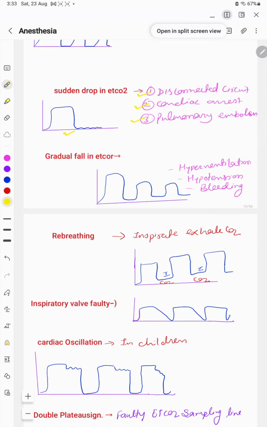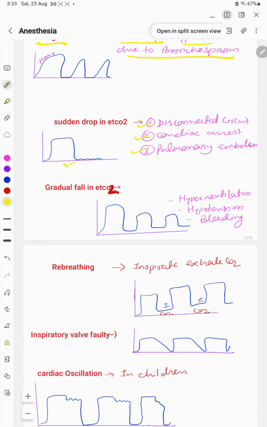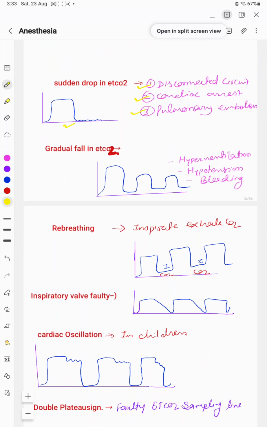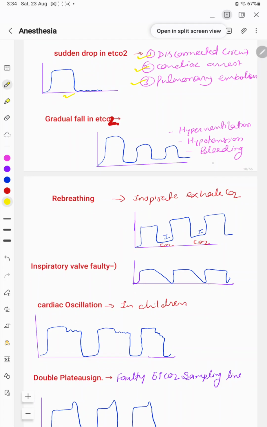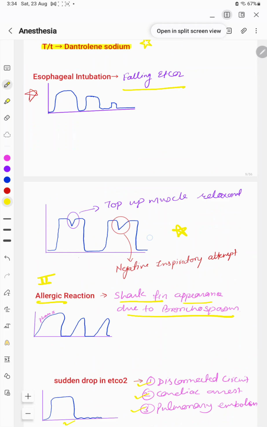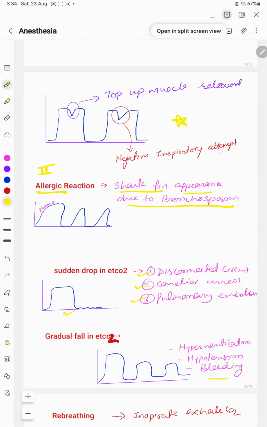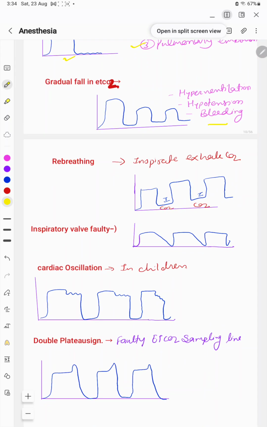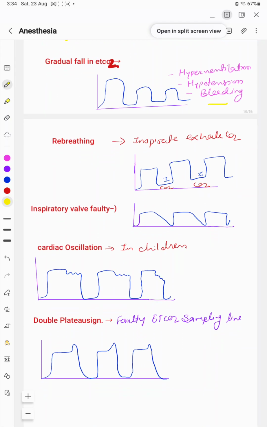Gradual fall in EtCO2. Okay, gradual fall in EtCO2. Hyperventilation. Why? You need to remember why we have gradual fall. Here you see a flat line, sudden drop, and gradual fall. Hyperventilation, hypotension and bleeding, and one more thing, wrong intubation, esophageal intubation. Okay, you should remember this. And rebreathing. In rebreathing, when you inspire, you inhale exhaled CO2, it's called rebreathing. You see when you rebreathe CO2, the amount of CO2 increases every time.